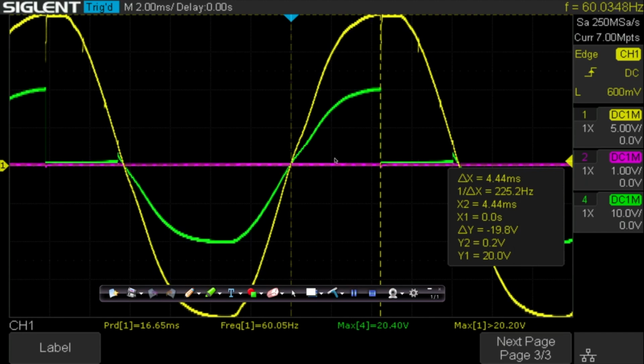Measure this time duration, and you can see here it's 4.44, so that's your little t. So you take the 4.44 divided by big T, the half cycle period, which is 8.33, and then times 360 degrees. Or rather, 4.44 divided by 8.33 times 180, because we're only working in half a cycle, not 360, sorry. That calculates to 95.94, which I eyeballed at about 90 degrees.